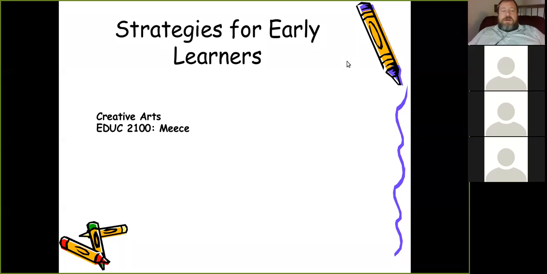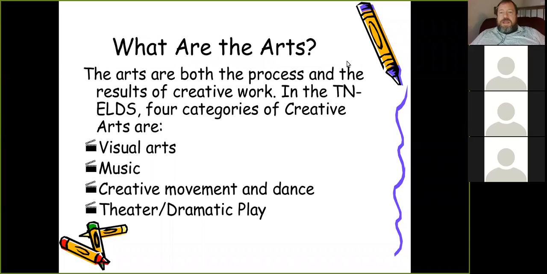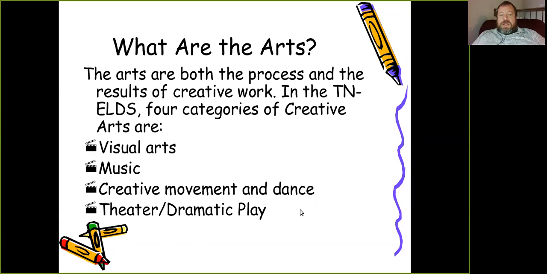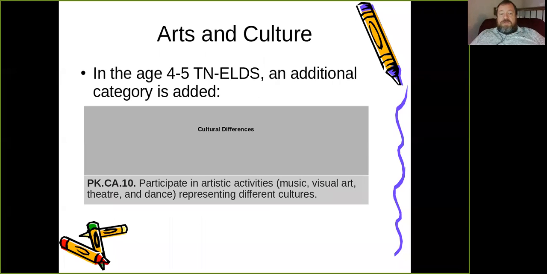And so today we're going to talk about the creative arts in early childhood classrooms. And we're going to think about the state of Tennessee standards too. And in the 10 ELD standards, the categories are a little bit different for the youngest group of age 0 to 4 and for the 4 and 5-year-old group, but you can distill them down to 4 categories: visual arts, music, creative movement and dance, and theater and dramatic play. So these are all based upon children's creative exploration.